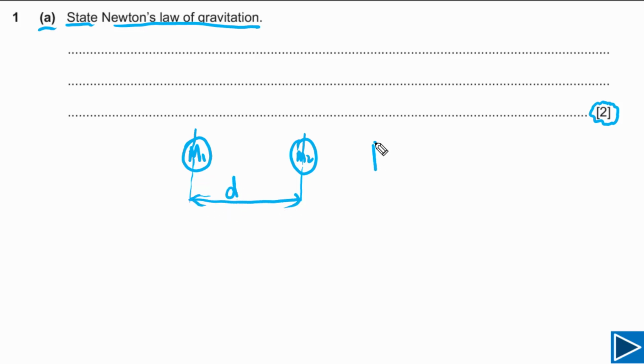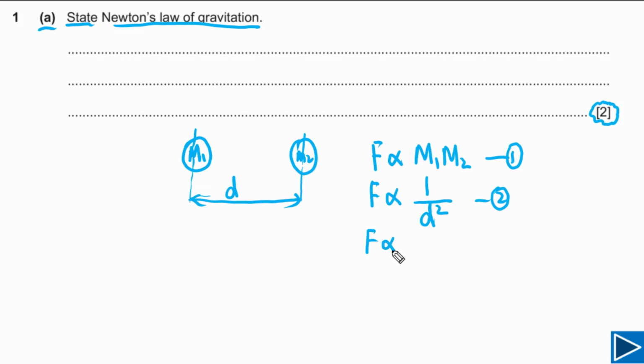Newton's law of gravitation simply tells us the force of attraction between these two masses is directly proportional to the product of these masses. And the force of attraction, or you can say the gravitational force, is inversely proportional to the square of the separation, or simply you can say the square of the distance between these masses. We can say this is 1 and this is 2. Now if we combine 1 and 2, we can write F is directly proportional to m1 times m2 divided by d square, meaning inversely proportional to d square.